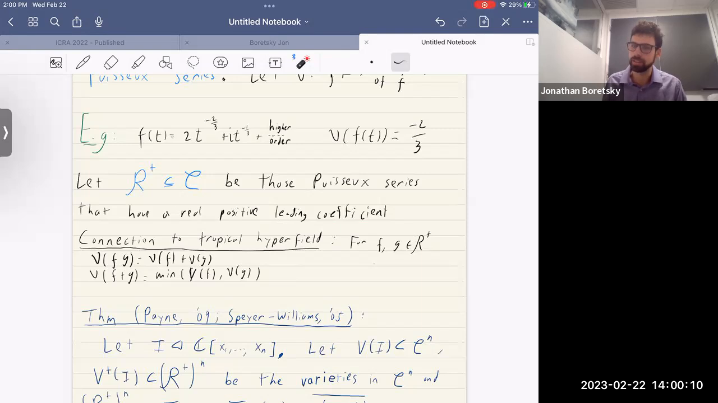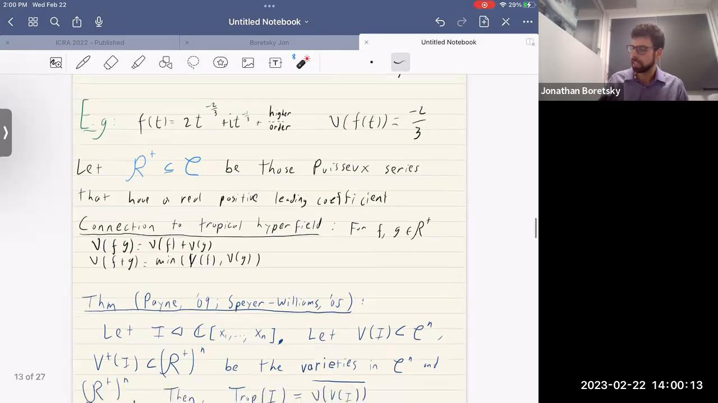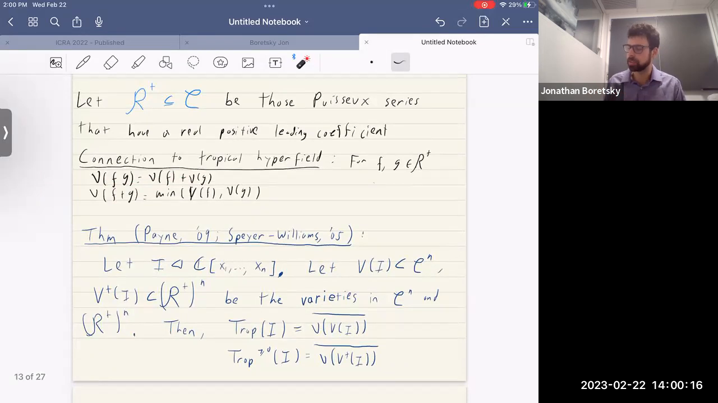Here you can see where our tropical multiplication and addition are coming from. And then this theorem, which is really the collection of two theorems from Payne and from Speyer-Williams, formalizes the connection. It says, let I be an ideal, and consider the variety of I in the Puiseux series and the positive variety of I, which is in the subset R plus. Then the tropicalization of I is exactly the closure of the valuations of the things in that variety, and the non-negative tropicalization is exactly the closure of the valuations of things in this V plus.